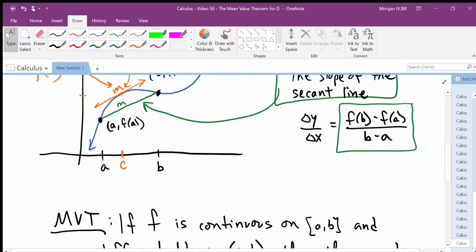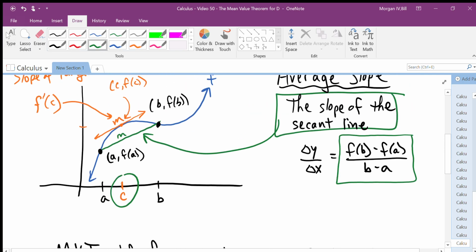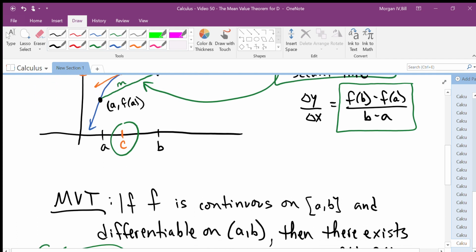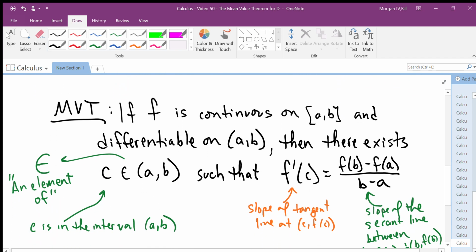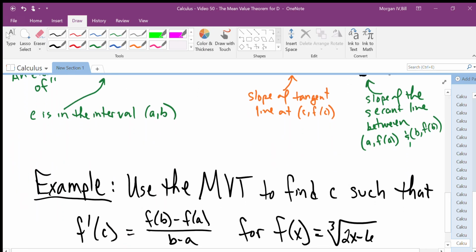We're saying that there exists a C here such that the slope at C, f prime of C, is the same as the average slope between the two endpoints. Mean value theorem. All right, let's try an example. Use the mean value theorem.